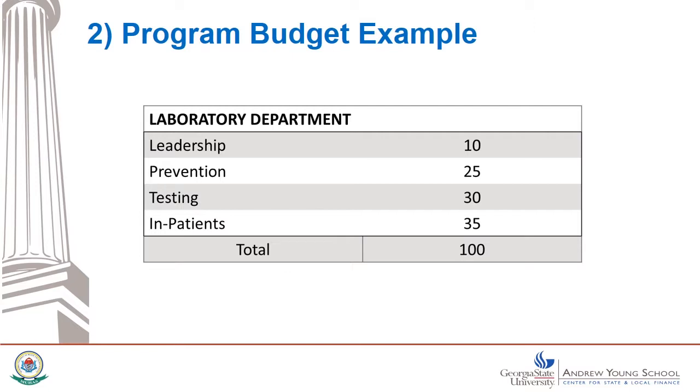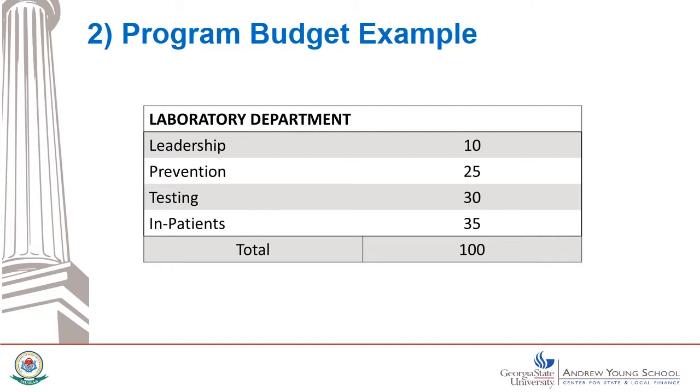Since most organizations provide a number of activities or services, it often helps to track expenses by program. This format is called a program budget. Here, we continue the same data example. The same 100 monetary units we used in the line item budget format are now reoriented into a series of programs that comprise the laboratory department's mission.